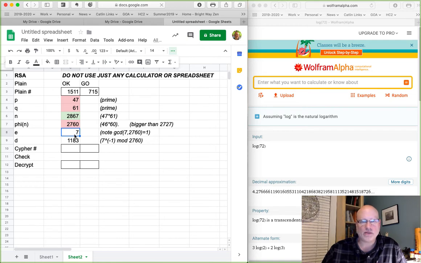I could have picked 143, which would have worked. It's not a prime number, it's 11 times 13, but it is also relatively prime to 2,760, so it would work out. That's really the only thing we need to make sure works.